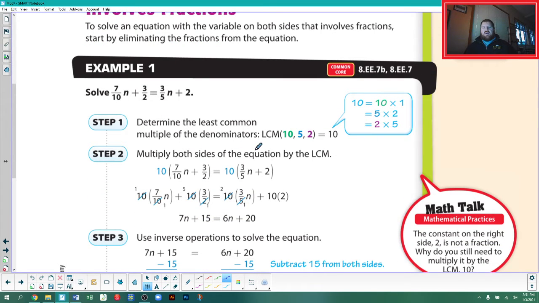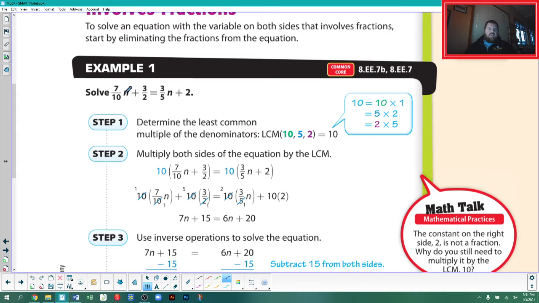So the first thing we want to look at is finding the least common multiple of all the denominators. All right, and it's basically like we're finding a common denominator. That's what we're doing. But instead of turning all these into fractions, we're going to turn them all into whole numbers and then work with the numbers from there.